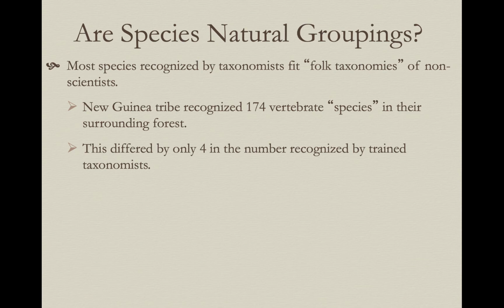And there was a famous study by Ernst Mayr where he was cataloging bird species in New Guinea. And he found out that this New Guinea tribe had 174 vertebrate species, so more than just birds, just vertebrates in general, that they recognize as different kinds of animals, so basically species. And this differed only by 4 from what Ernst Mayr was recognizing. He recognized 178. So he was maybe recognizing some very subtle differences that just weren't important from their point of view.